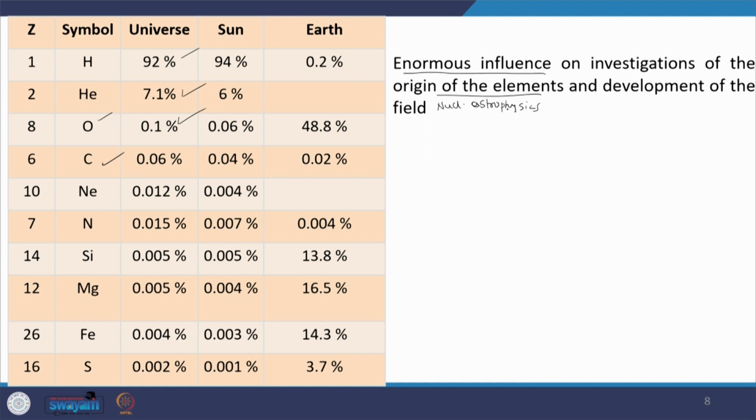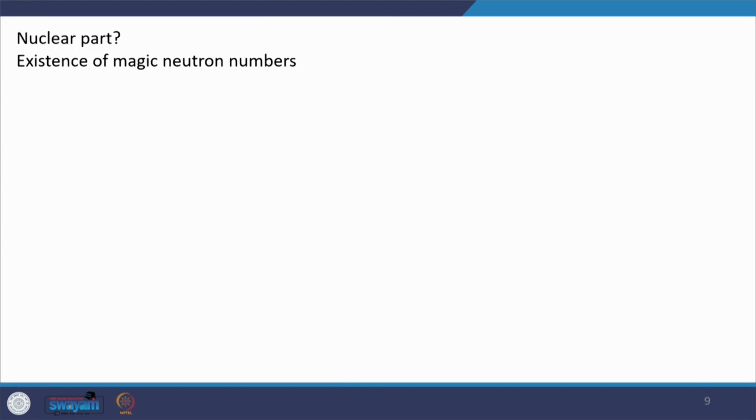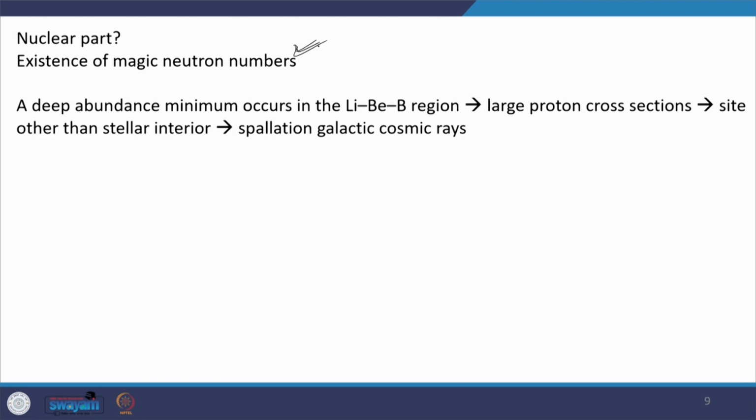Okay. The data on the abundance of elements has had immense influence on the investigations of the origin of these elements. Now, can we extract some nuclear-related properties from this abundance curve? Let us see. As I have already discussed, there is the existence of magic neutron numbers. So, this is supporting the shell model.